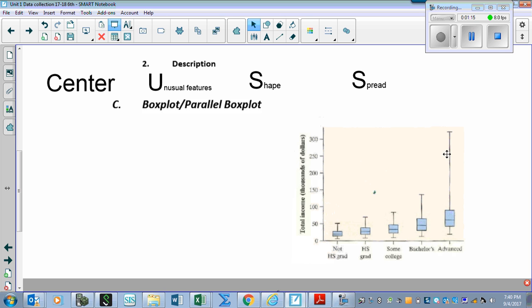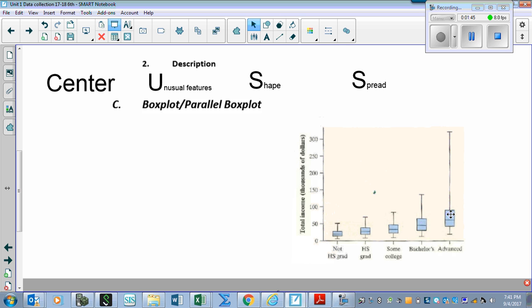Not only is the right side tail longer than the left side tail, but the right side of the box is longer than the left side of the box. We can justify both of those in saying that they are right skewed. That's for our shape. For the spread, we can say two things. We can say that the range is from about $320,000 high to about $20,000 low, so the range of salaries is about $300,000.